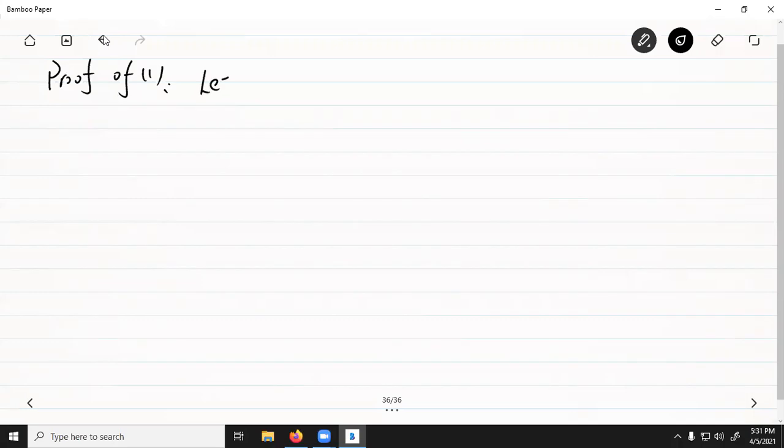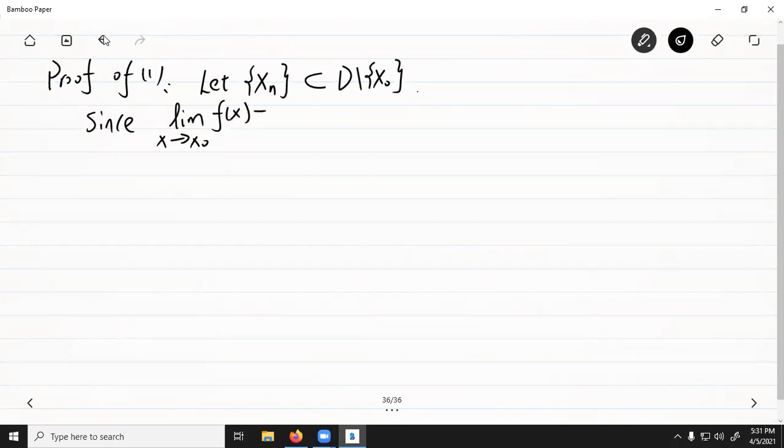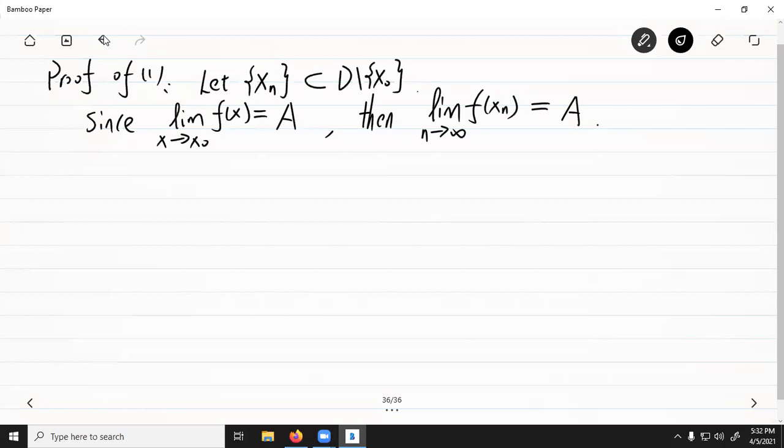So we let f of xn be a sequence in D but not equal to x0. Since the limit as x approaches x0 of f of x is equal to a, that means the limit as n approaches infinity of f of xn is equal to a. Right? This is by the definition: for an arbitrary sequence converging to x0, f of xn will converge to a. Right?